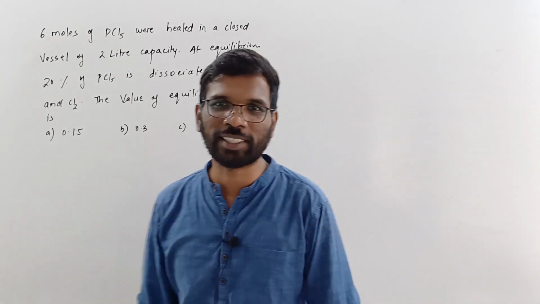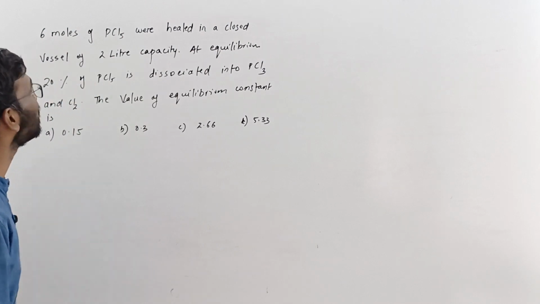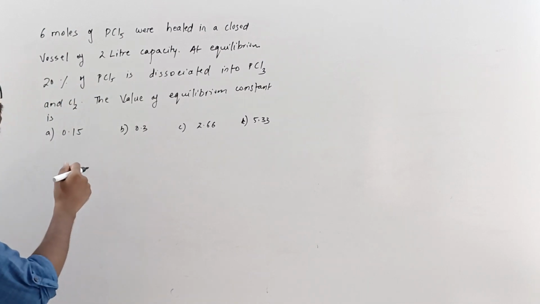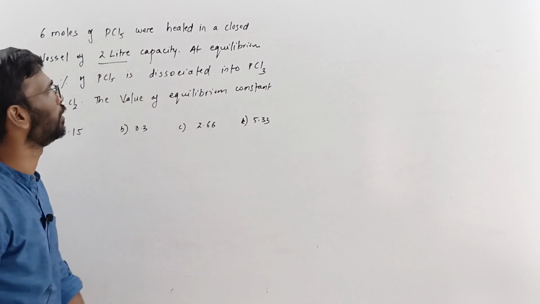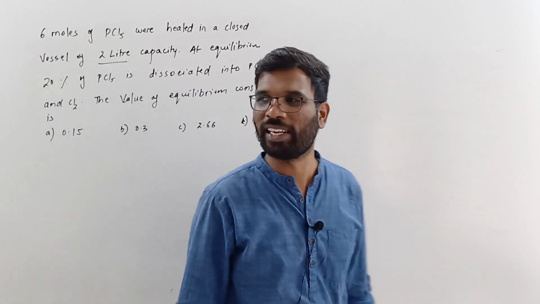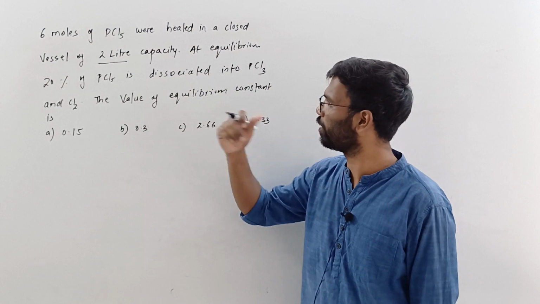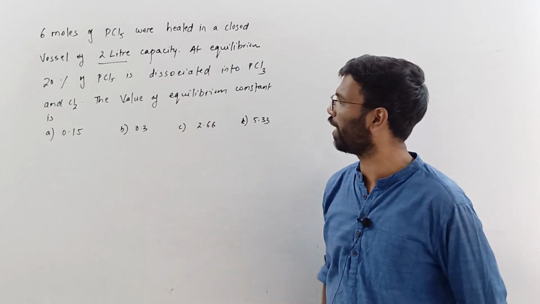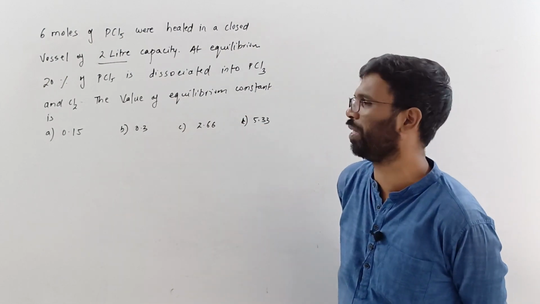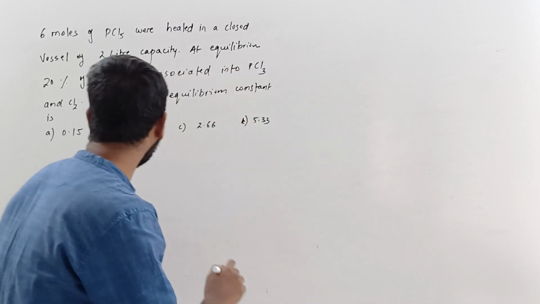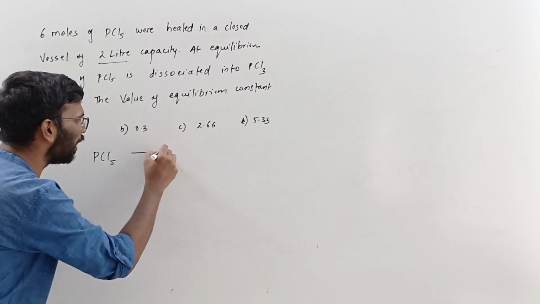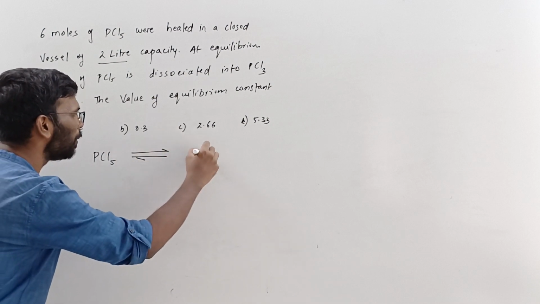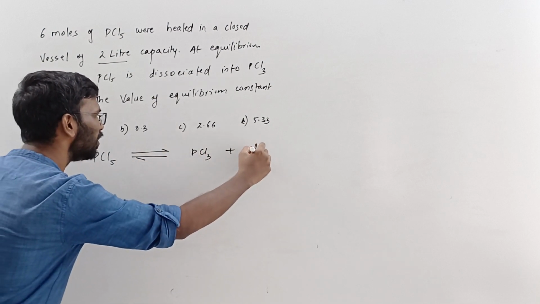So the question asked is: 6 moles of PCl5 is heated in a closed vessel of 2 liter capacity. At equilibrium, 20% of PCl5 is dissociated into PCl3 and Cl2. Find the value of the equilibrium constant. So first we'll write an equation. The equation is this: PCl5 is getting split up into PCl3 and Cl2.